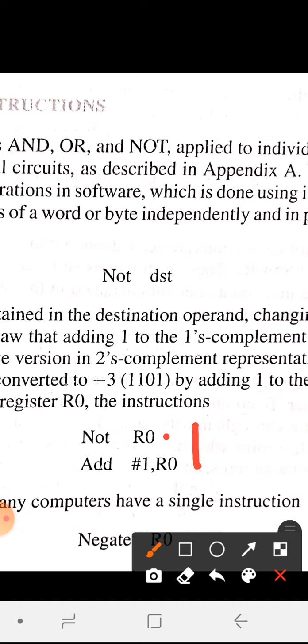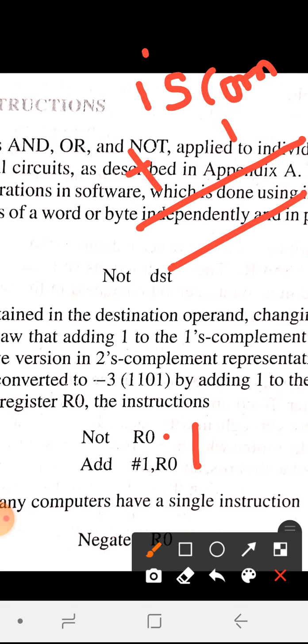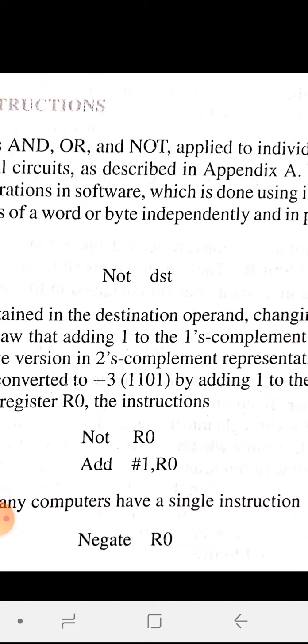Finding the 2's complement of a number is nothing but first finding the 1's complement of that number, then adding 1. First we find the 1's complement of the number, then we add 1 to that, which gets us the 2's complement form. The same thing we are writing here. First we take the 1's complement of the content present in R0, and then we add 1.